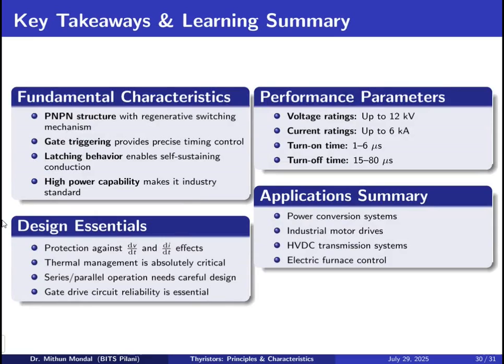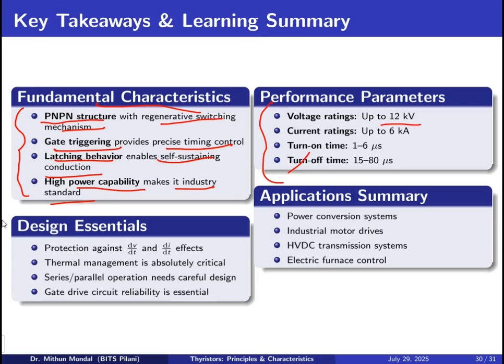Now we will summarize what we have discussed and the key takeaways. The fundamental characteristic: thyristors are basically a PNPN structure, which has a regenerative switching mechanism. Gate triggering provides precise timing control. Latching behavior enables self-sustaining conduction, and high power capability makes it the industry standard. So these are the most important characteristics of the thyristor to be taken into consideration in the industry. And the performance parameters: voltage up to 12 kV, current up to 6 kiloampere, turn on time 1 to 6 microsecond, and turn off time 50 to 80 microsecond. These are standard typical performance parameters of thyristors.